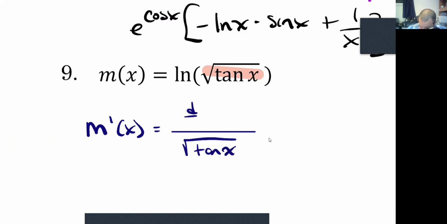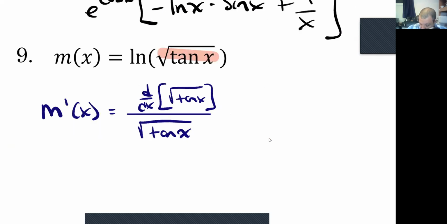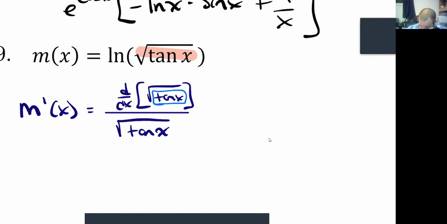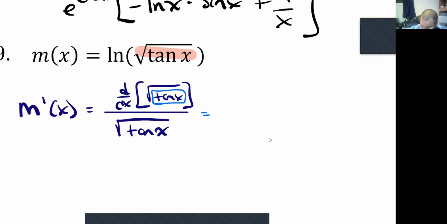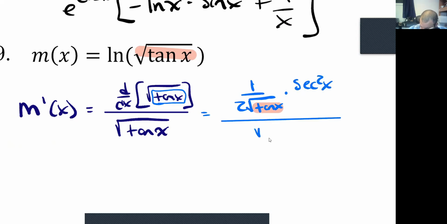But then when I go to take the derivative of the square root of tangent of x, well, that's going to actually be another chain rule, right? So we have the square root of some function, square root of u. So if I took this, it would be 1 over 2, whatever I already have, times the derivative of whatever's inside here. So that's going to be secant squared of x. And this is also over the root of tan x.